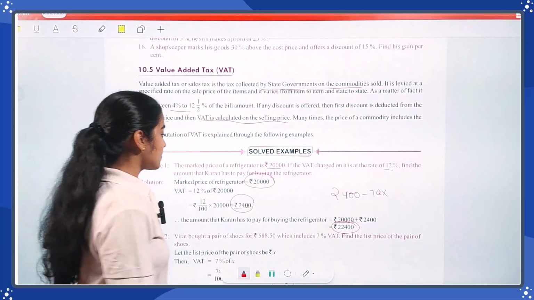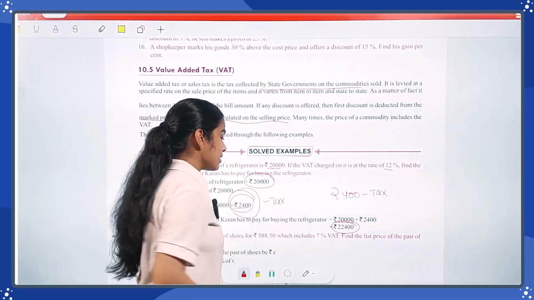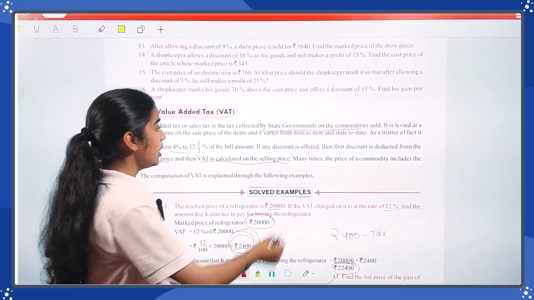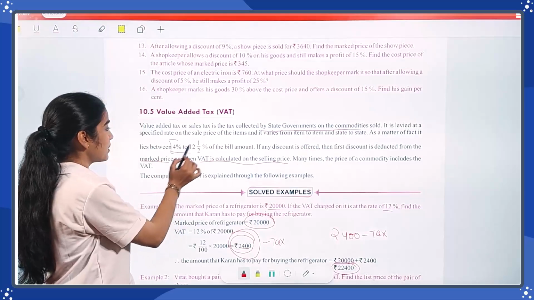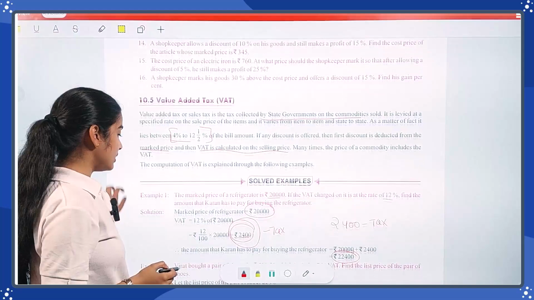Now, this extra price is denoted as the tax which is paid by common people to the government, and this tax differs from item to item and state to state. But the rule is this lies between 4% to 12.5%, not more than this.